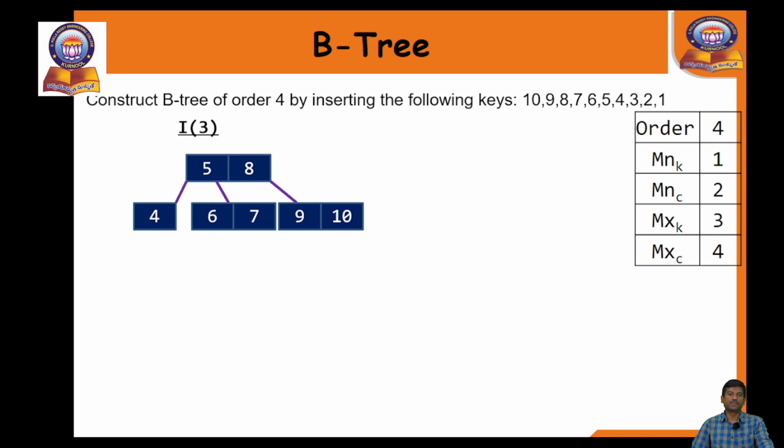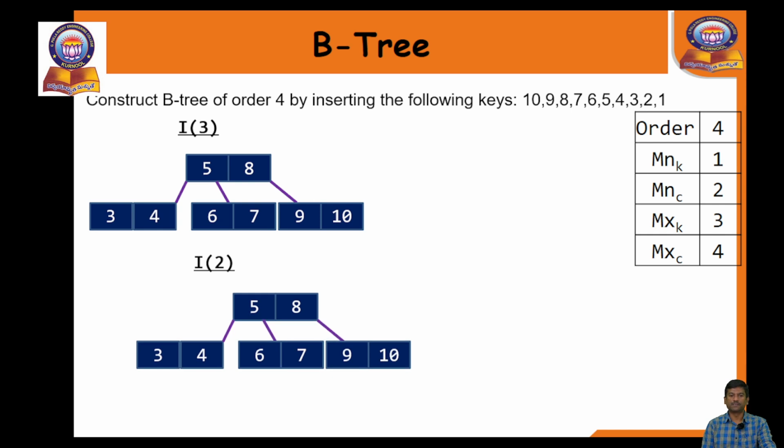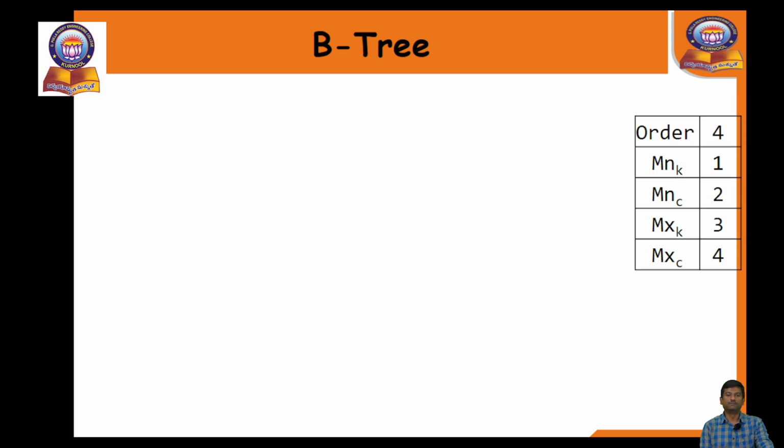When you are inserting, the key 3 can be directly placed to the left of the key 4, because it does not violate the property of the maximum allowable keys. Take the next key, that is 2. The 2 has to be inserted to the left of the key 3, and check whether it exceeds the maximum allowable keys or not. The maximum allowable keys are equal to 3. So 3 keys are being stored, and hence it is a valid B tree.